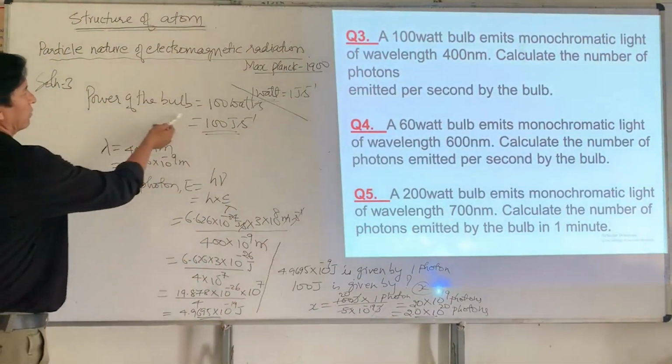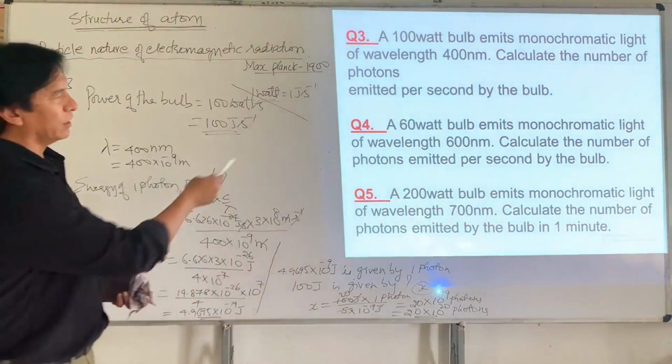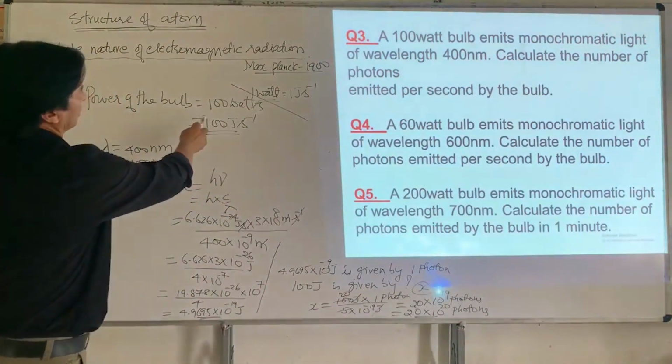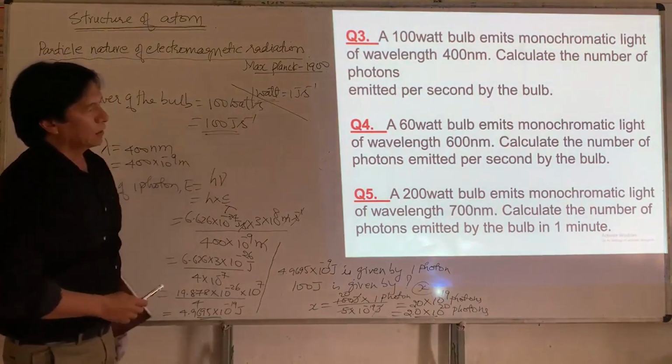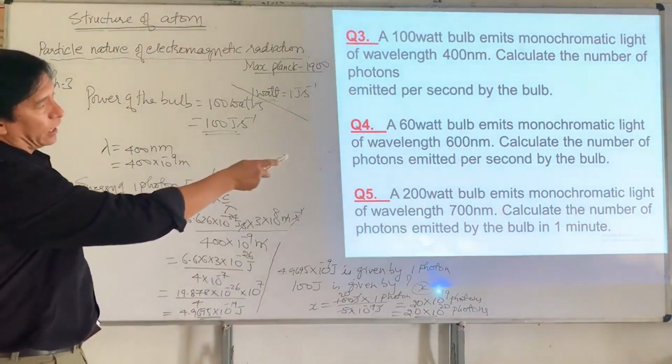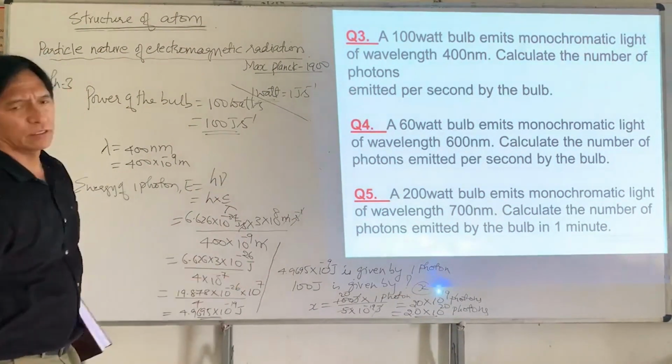So you will see the power of the bulb. You will change it to, so I don't have to write it, 60 watts. That is the same as 60 joules per second. And now you are asked to calculate the number of photons emitted per second by the bulb. Just apply the same thing.